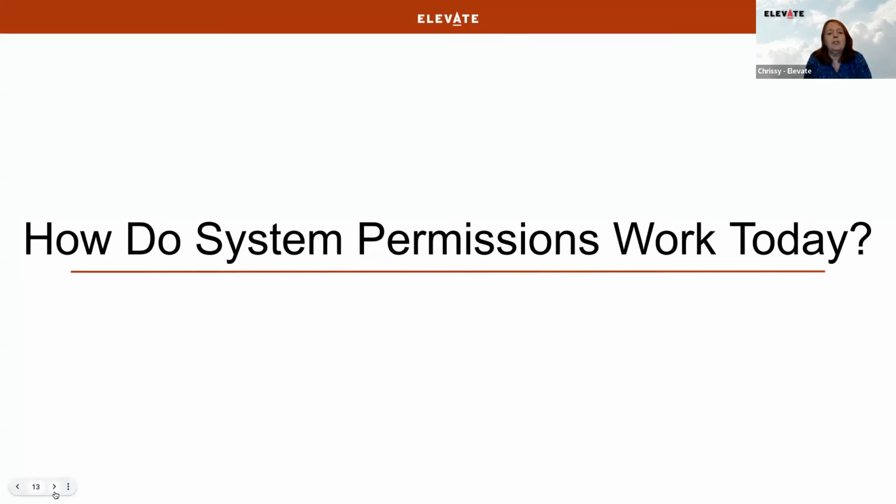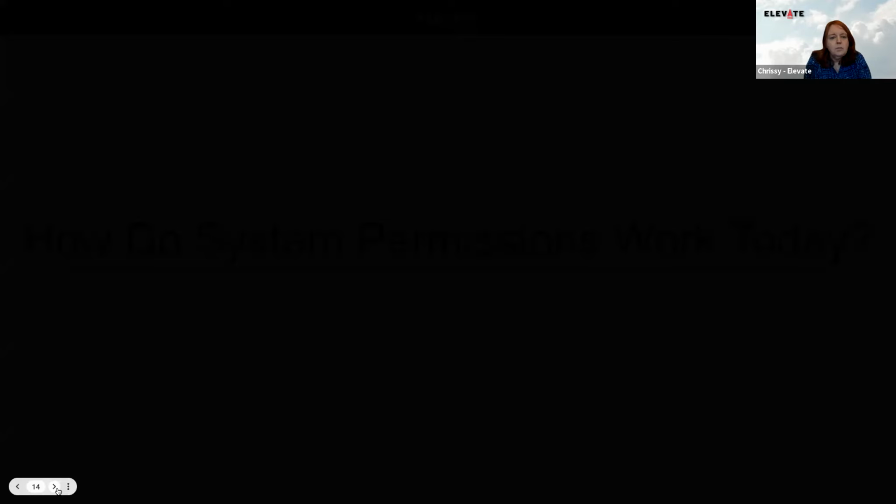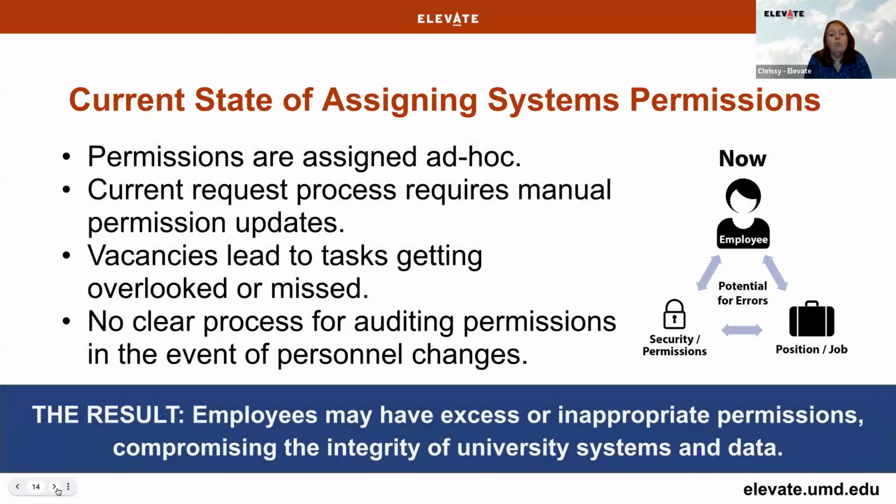So let's talk about how system permissions work today in KFS and PHR. Right now, this is what happened when I showed up at DOTS. I used to be the assistant director of IT over there. I walked in the door and I needed permissions to KFS. So I filled out a form and my executive director signed it. It went to central IT. They did some coding into the system, and a few days later, I had access to KFS.